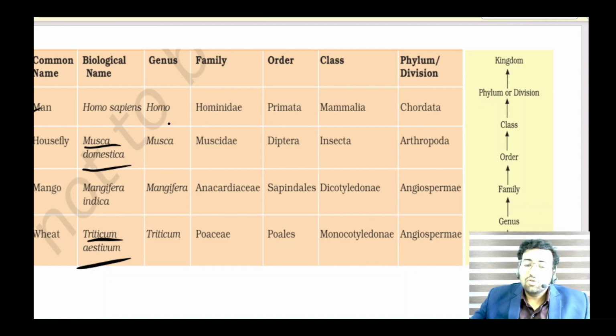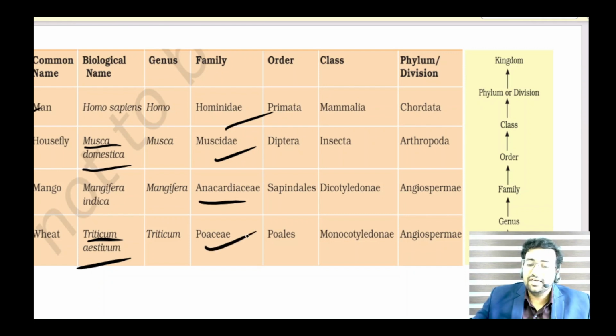Now Homo, Musca, Mangifera, Triticum. I already told you the genus names, but Homo belongs to the family Hominidae, Musca to Muscidae, and Mangifera, as I mentioned in one figure, to the family Anacardiaceae. But wheat is a monocot, which I will explain, and it belongs to the family Poaceae. All the grasses belong to the Poaceae family. An order you have to study is Diptera, to which the housefly belongs, under insects.